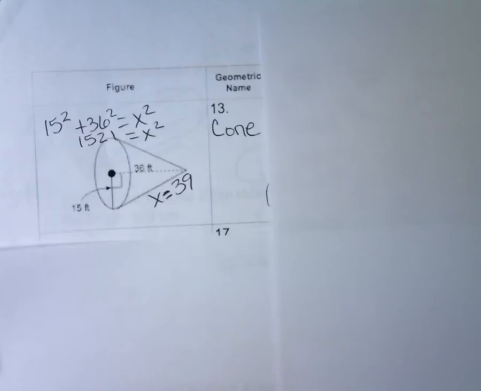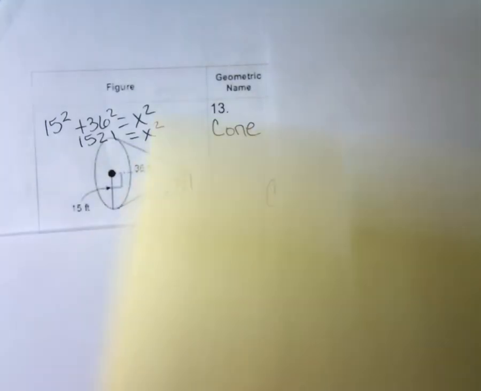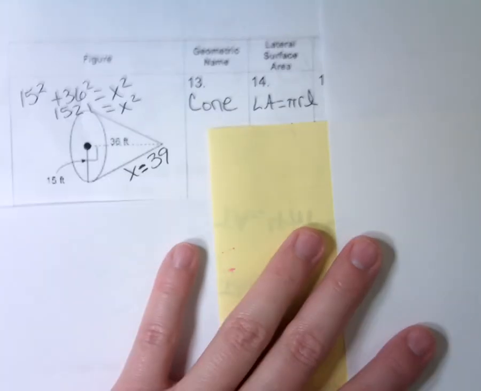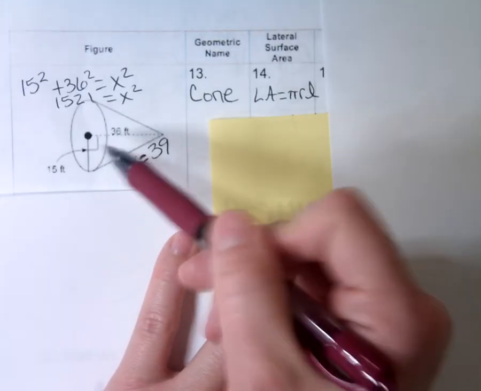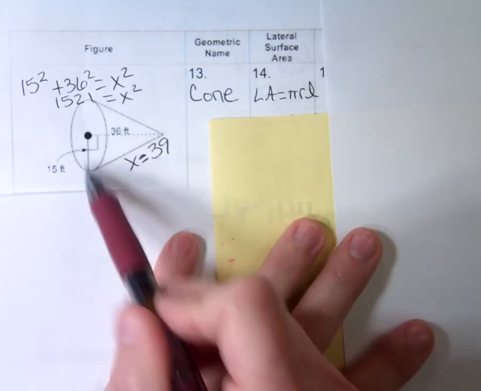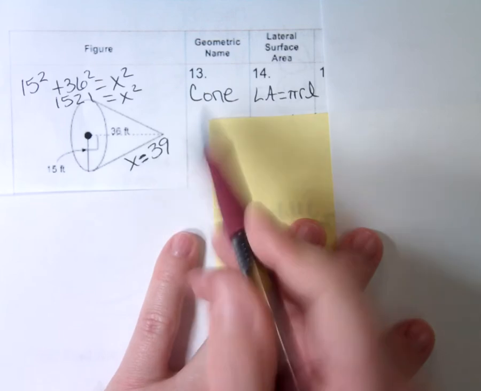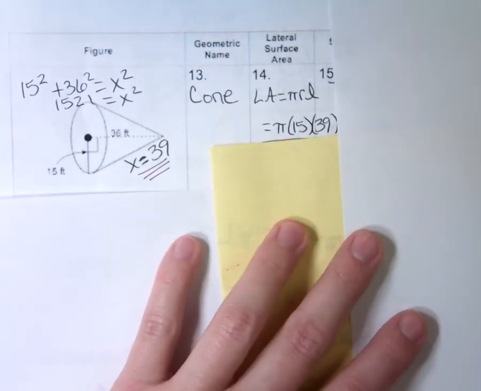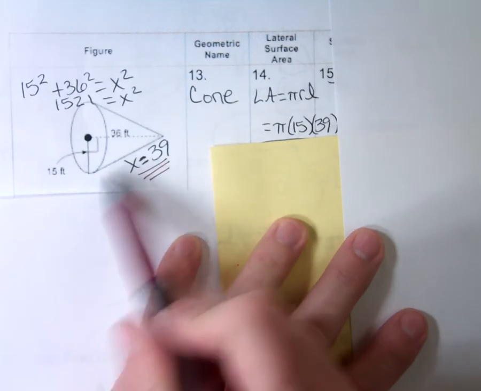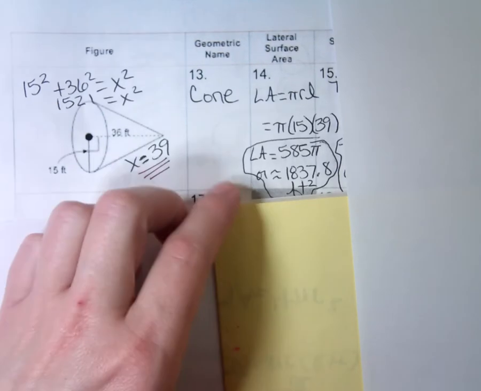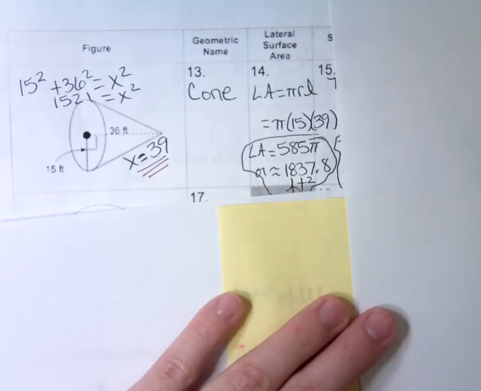Our next shape that we have is a cone. Our formula for lateral surface area is pi r L. I know that the radius is 15, but I didn't know the slant height. So I had to do Pythagorean theorem to figure out my slant height, and I got my slant height to be 39. So it's going to be pi times the radius, 15, times my slant height, 39, and that makes 585 pi, which is about 1,837.8.